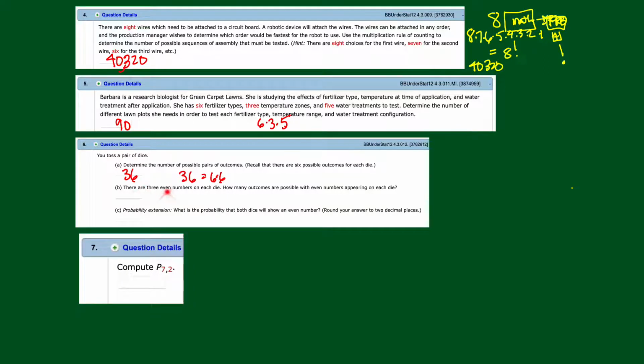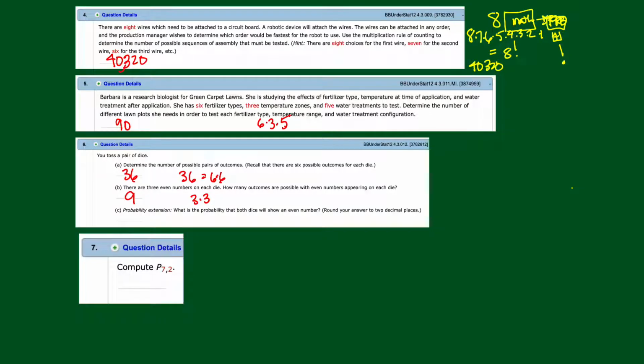Second part says there's 3 even numbers on each die, right? 2, 4, 6. How many outcomes are possible with even numbers appearing on each die? Well, there's 3 choices for the first, 3 choices for the second, so I'm thinking there's 3 times 3, so I'm going to put a 9 there.